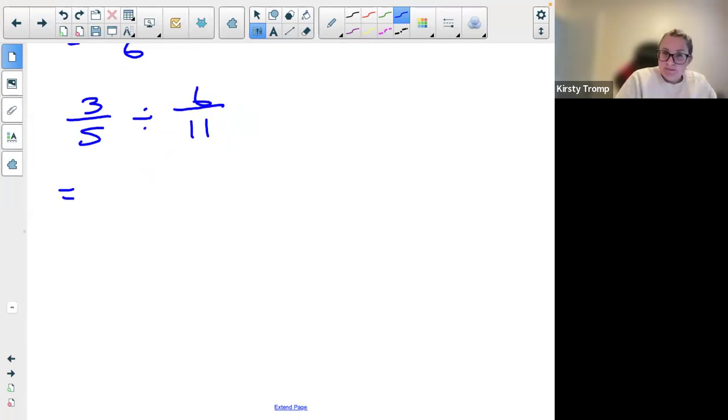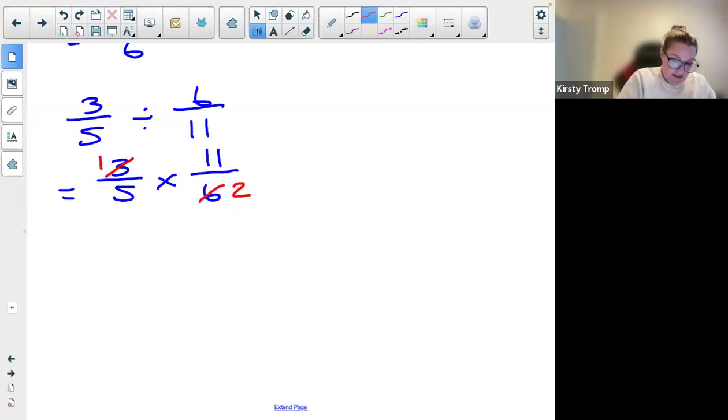So I rewrote it as 3/5, the first one. Then I said times. Then I swapped it and said 11/6. Fantastic. Right, then what? And then I saw that 6 and 3 were going to each other. So I said 3 goes into itself once and 3 goes into 6 twice. Good, well done, which gave me 11/10.